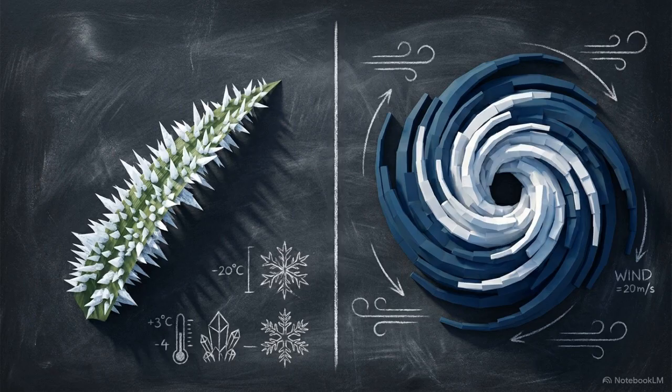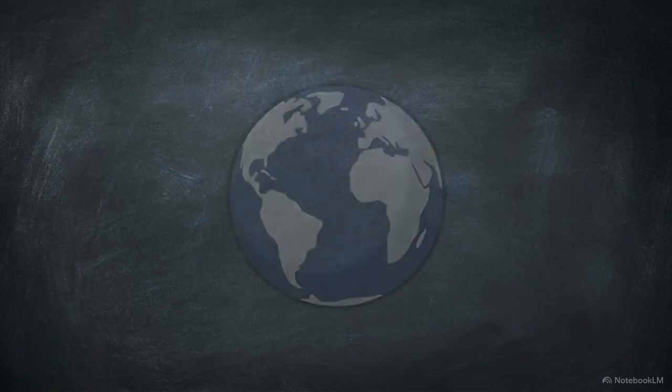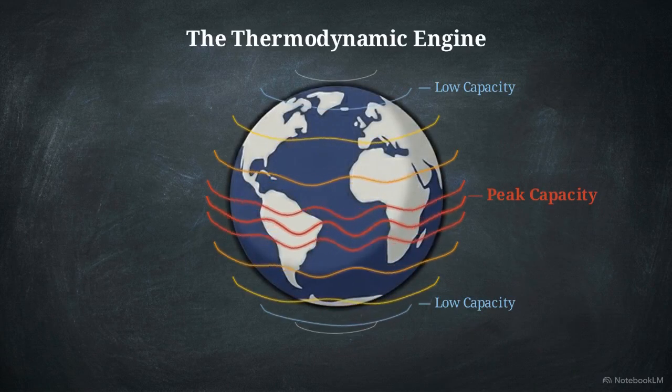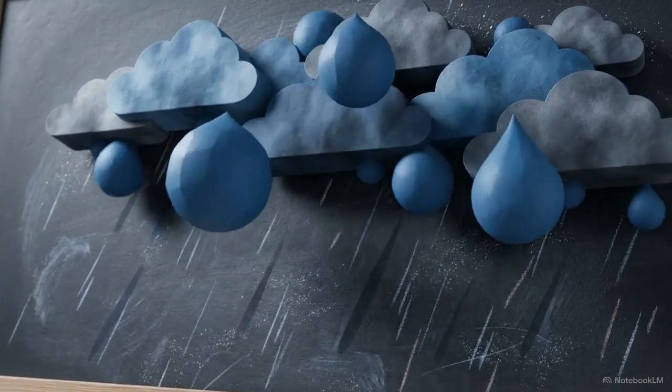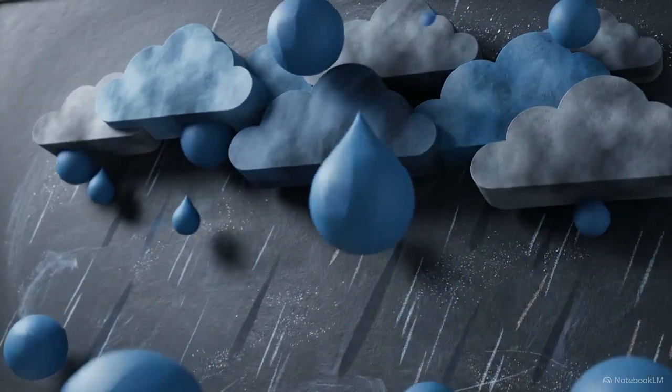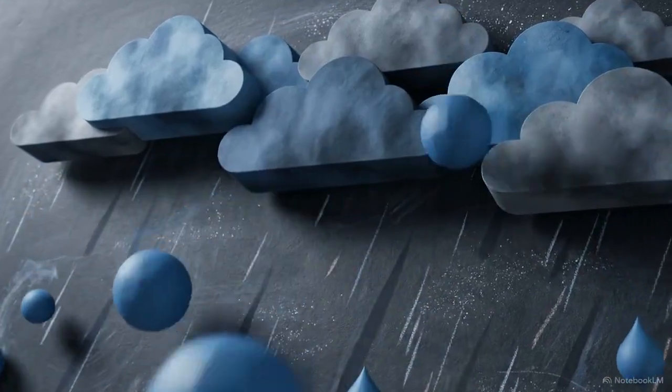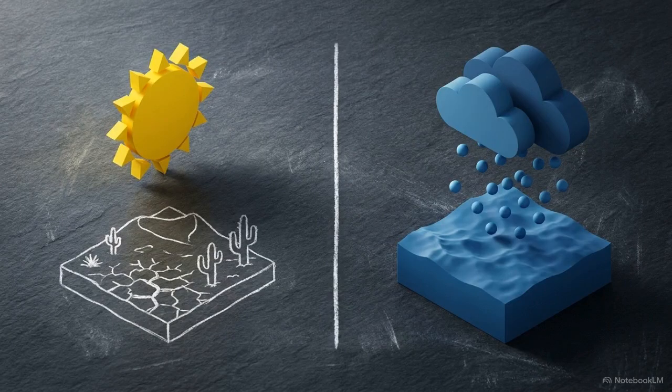Every weather event you experience, whether it is a gentle morning frost or a hurricane, is the local result of this single thermodynamic engine encountering different boundary conditions. The total amount of water in the sky above you has almost zero bearing on whether it will actually rain today. To understand why, we have to define exactly how air holds moisture.